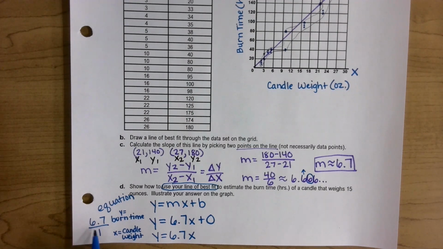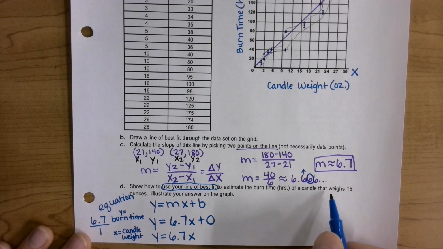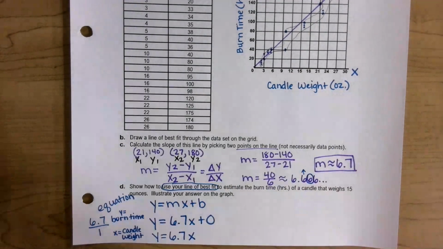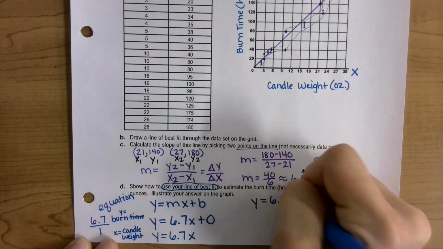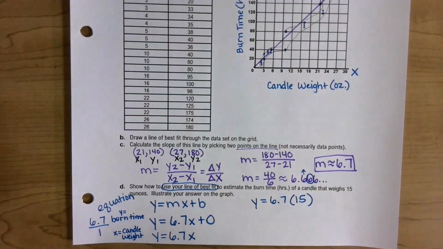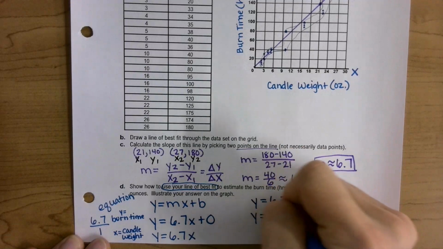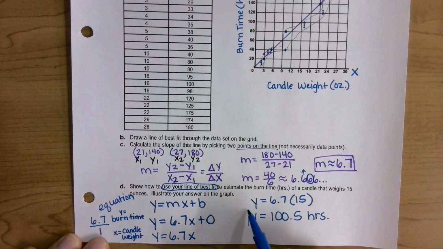So I always put it as a fraction and label what each number represents, and that helps me to interpret the meaning. All right, then we still need to plug in 15 ounces. If the candle weighs 15 ounces, that's our x. So I'm going to plug it in for x in the equation. So y equals 6.7 times 15. And when you plug that into the calculator, you get 100.5 hours of burn time.